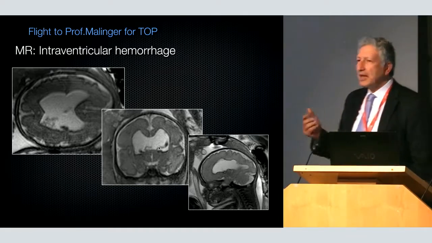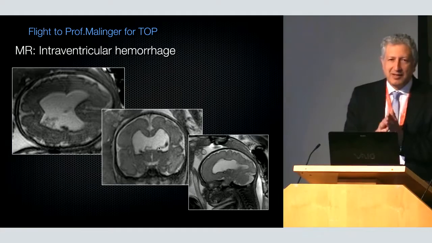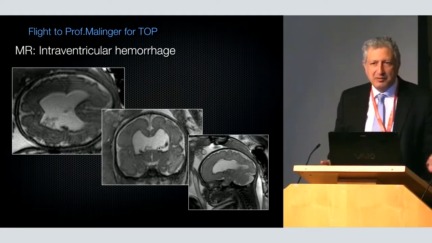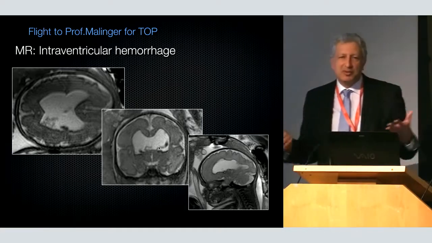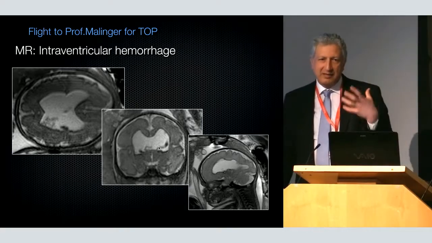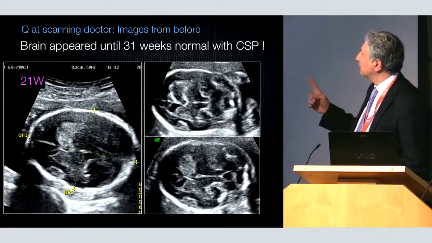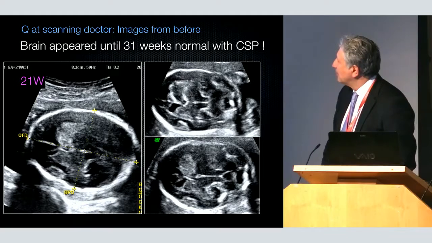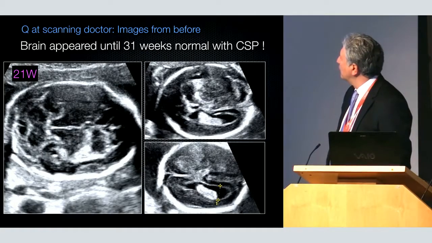Then I called the doctor, who was really, how to say, out of himself. He said it's not possible, termination, because I had a normal scan. I asked, please send me all the images you had, because this absent septum pellucidum may have been seen. So these are the images from the doctor at 21 weeks. You see the cavum septi, but you see the bleeding here, the hemorrhage. You see the hemorrhage here.